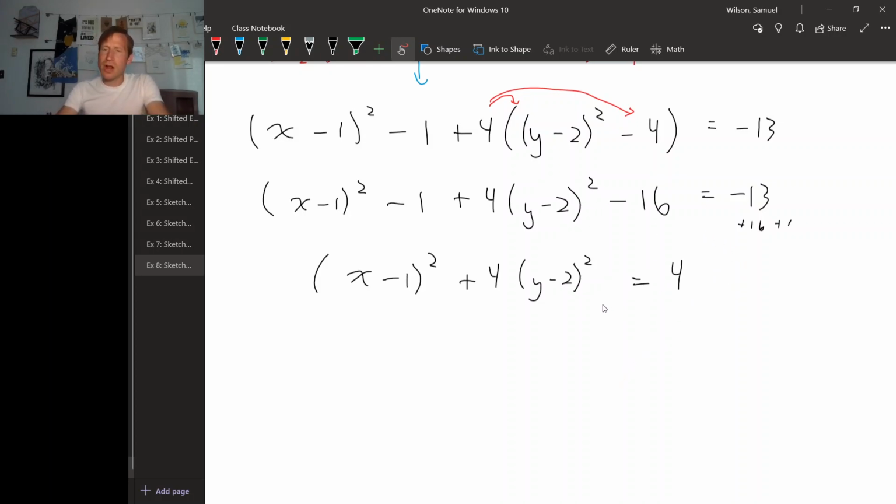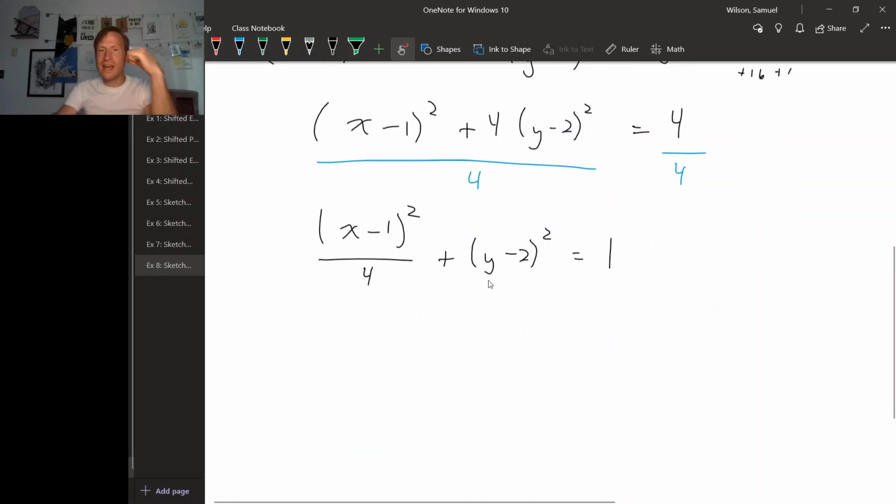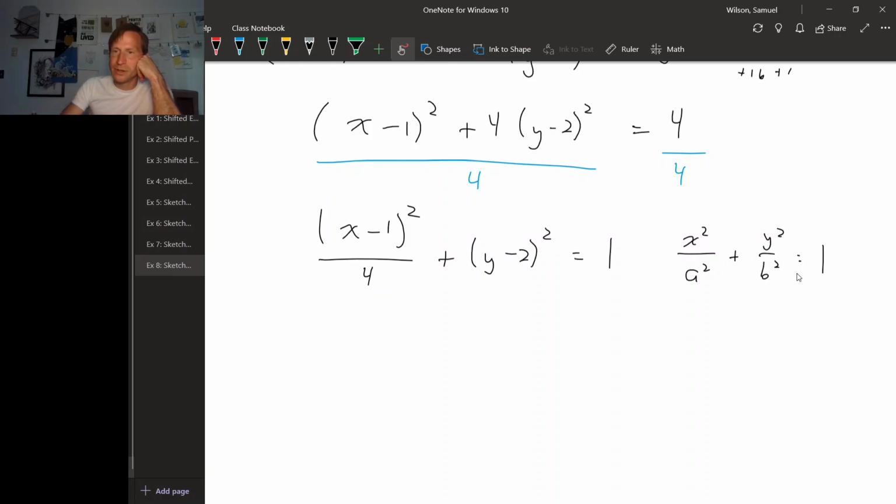All right. Now remember, our unshifted equation of an ellipse has a 1 on the right-hand side instead of a 4. So we need to arrange there to be a 1 here by dividing both sides by 4. We get x minus 1 squared over 4 plus y minus 2 squared over 1, but we don't have to write the over 1, equals 1. Okay, so it looks like this equation is sort of matching the unshifted equation x squared over a squared plus y squared over b squared equals 1.